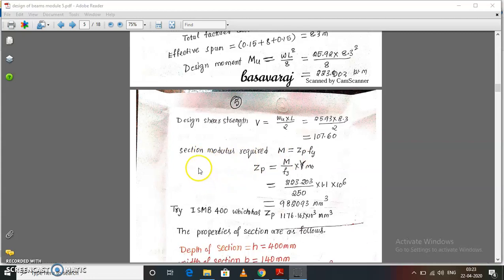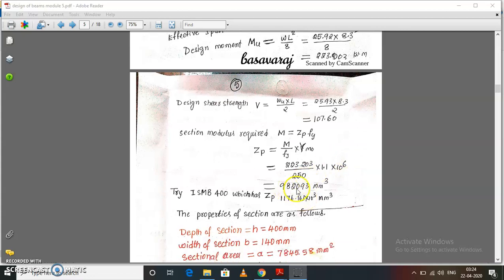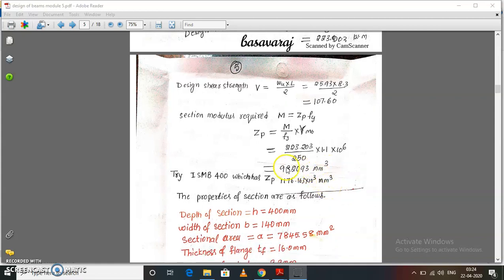Now calculate the required section modulus. So we know from bending equation M is equal to Zp into fy, where we need Zp equal to M by fy into gamma m0. So we know the calculated bending moment is 223.203 divided by fy, the yield stress 250, into factor of safety 1.1, into 10 power 6. That works out to be 982.093 into 10 power 3 mm cube. So this is the required, calculated section modulus.